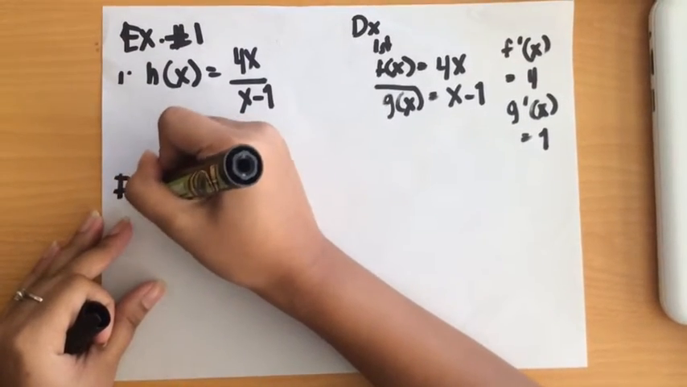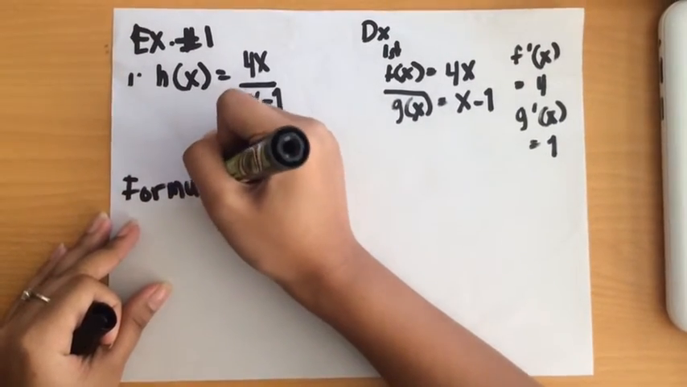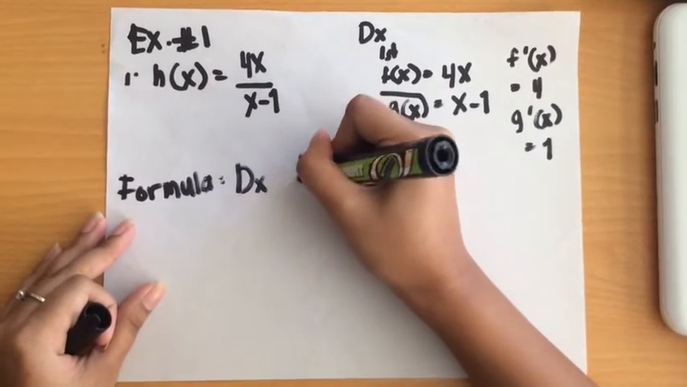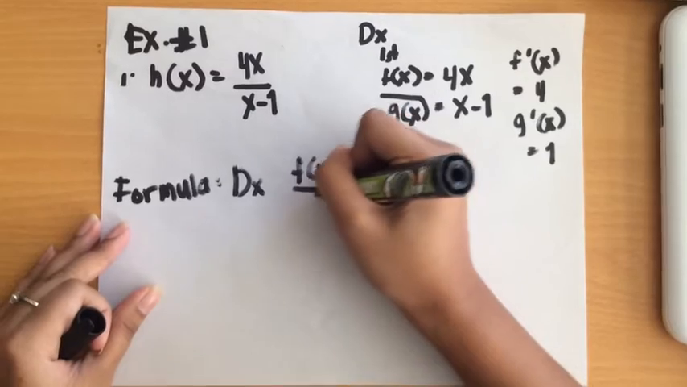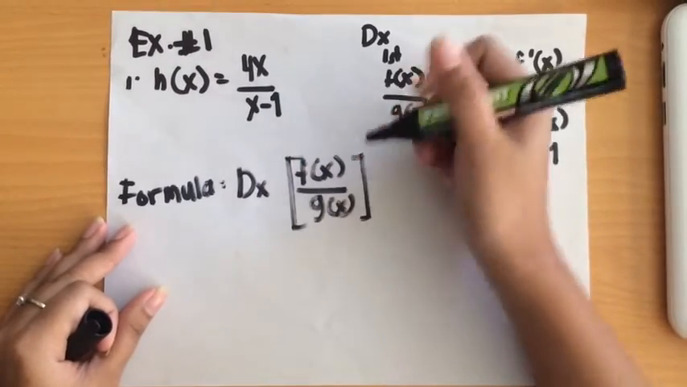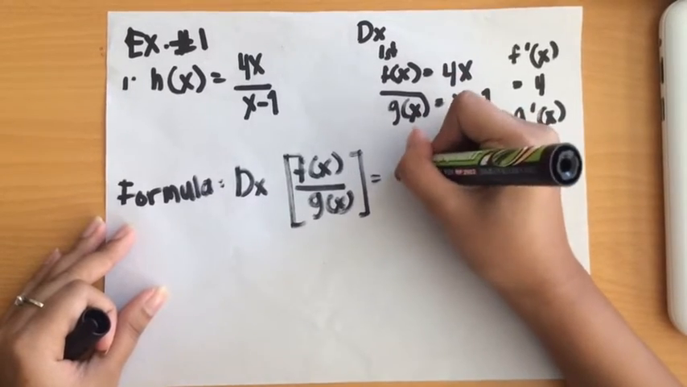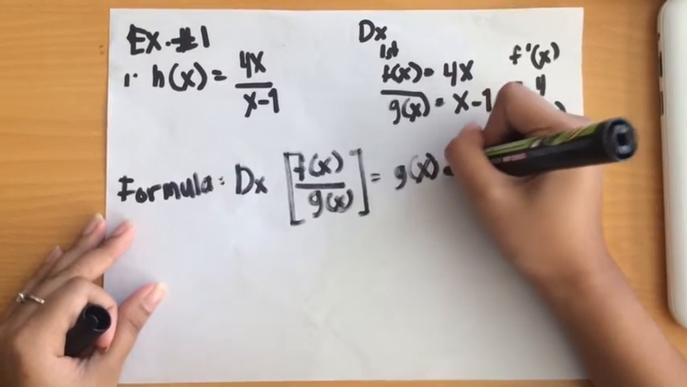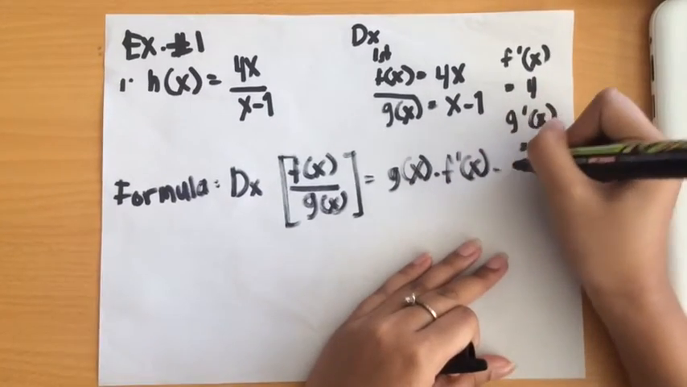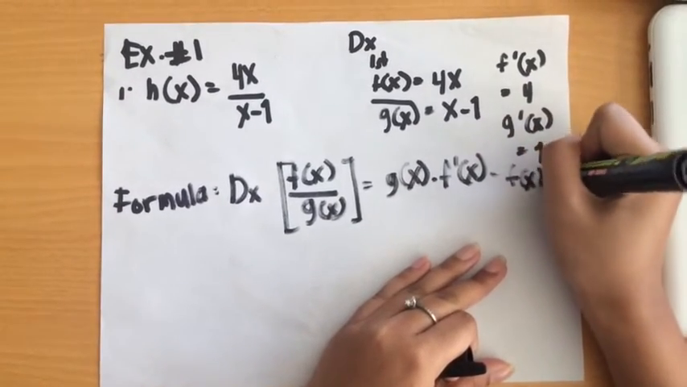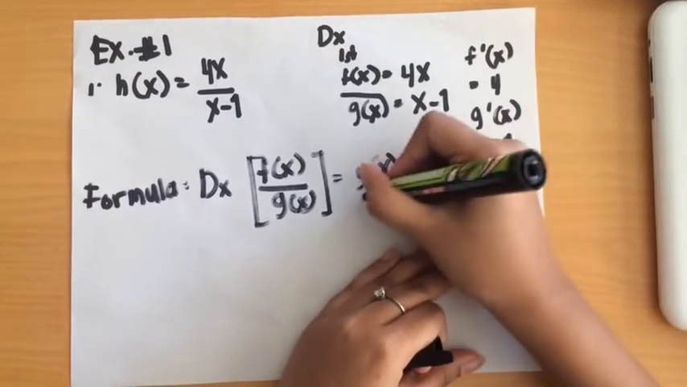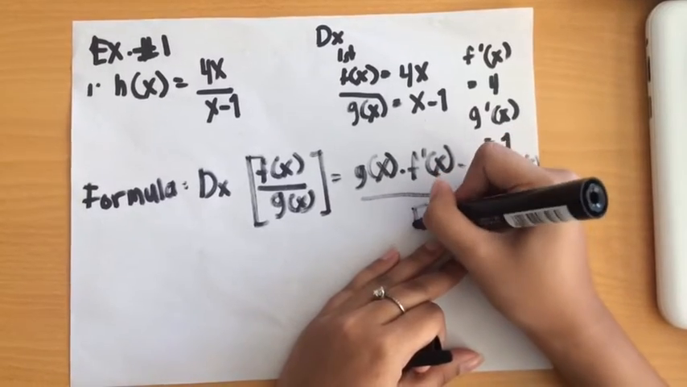Now, for our next step, we have to write the formula of the quotient rule. Our formula will be g of x times the derivative of f of x minus f of x times the derivative of our g of x over g of x squared.